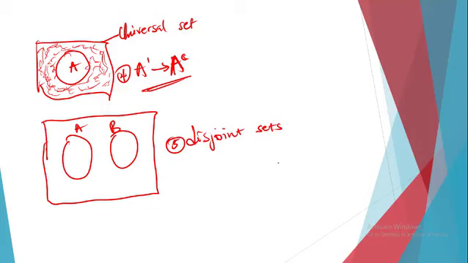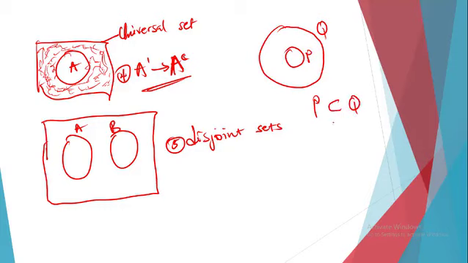Okay, then when we have something of this nature, where this is our Q and this is our P, we say that P is a subset of Q. P is a subset of Q because P is inside Q. Q is the universal set, while P is the subset.